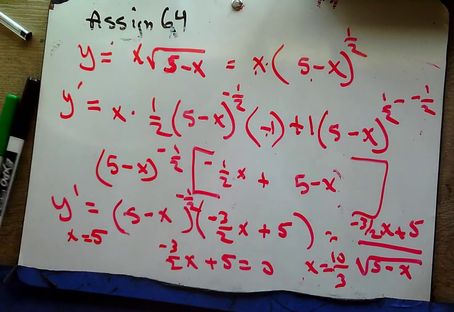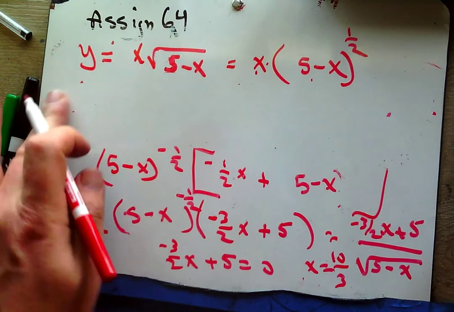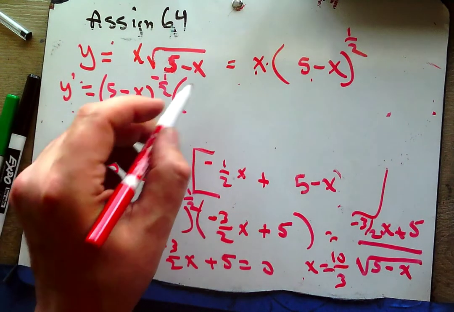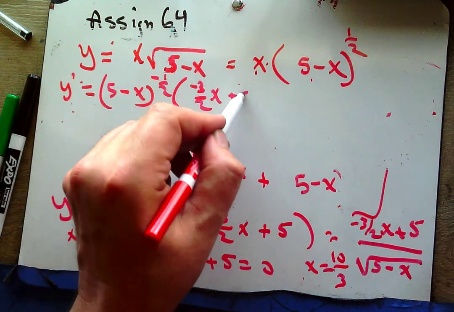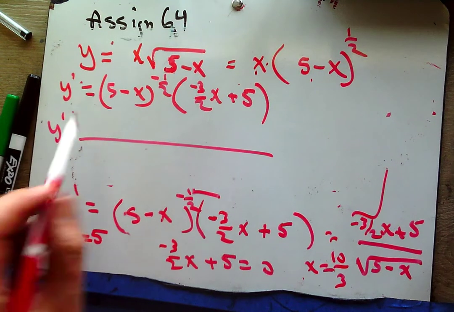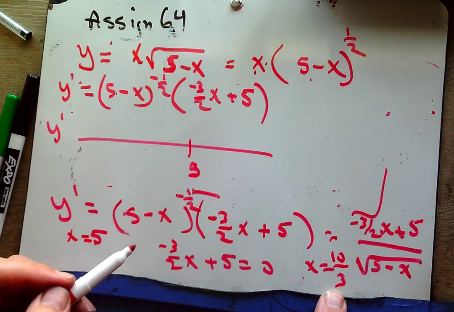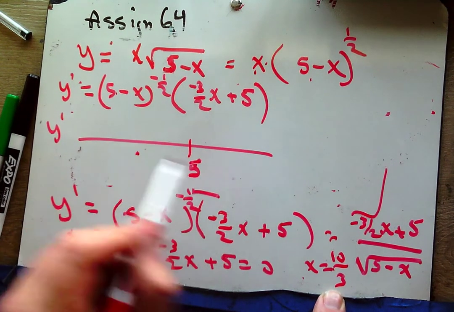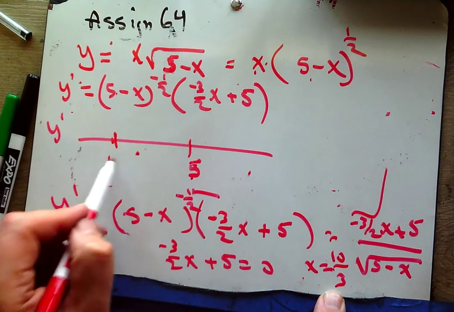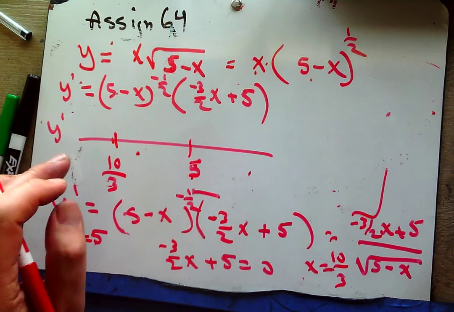Okay, well, let's make a little f prime sign chart. Actually, I'm going to want to take this work away and put y prime equals (5 minus x) to the negative 1 half times (minus 3 halves x plus 5). Okay, so let's build a y prime sign chart. 5 is going to be on it, and 10/3. Now, is 10/3 here or here? Well, this is 15/3, so 10/3 is over here. Fabulous.